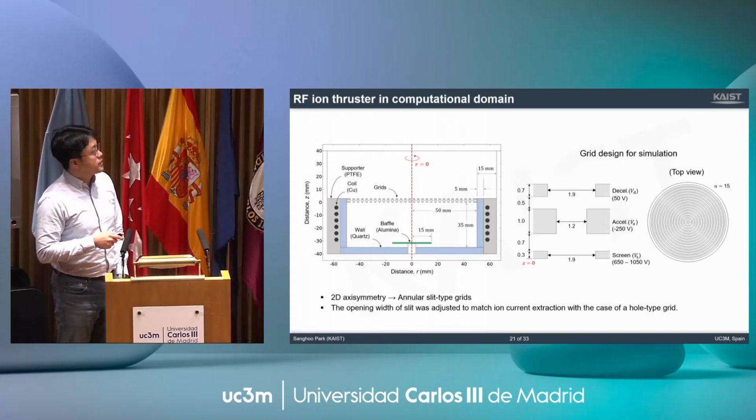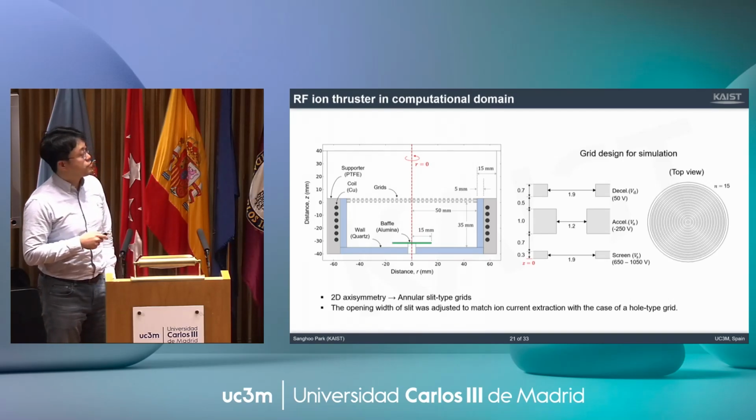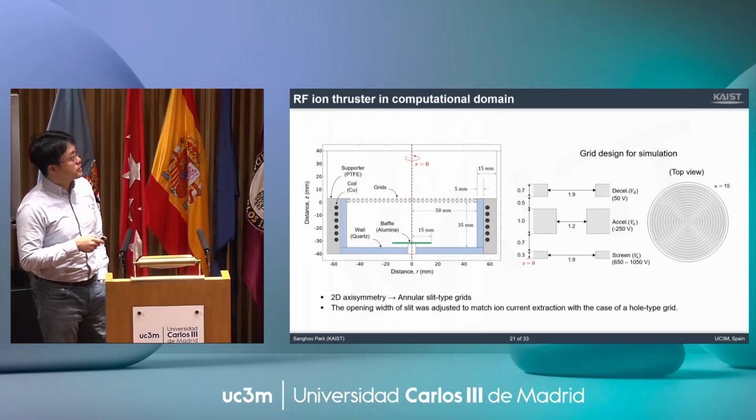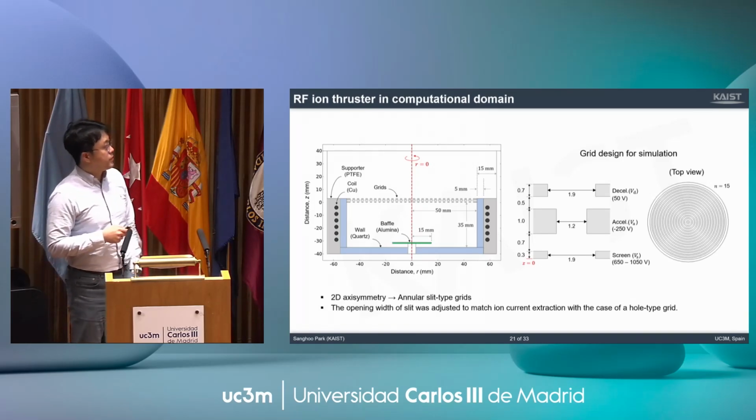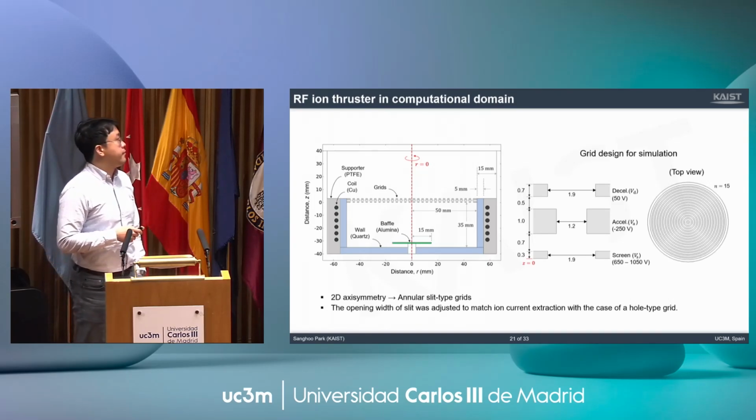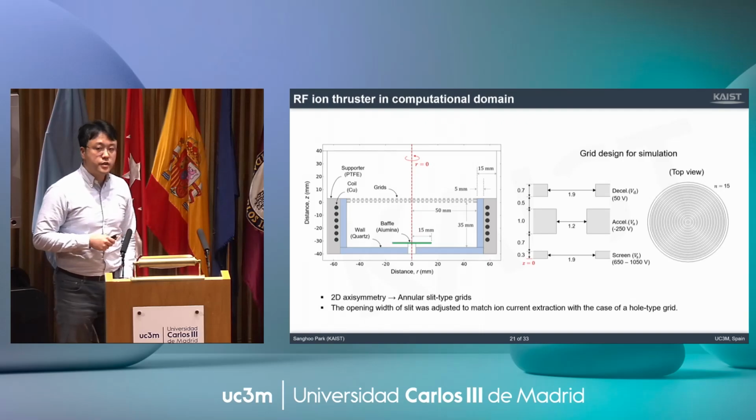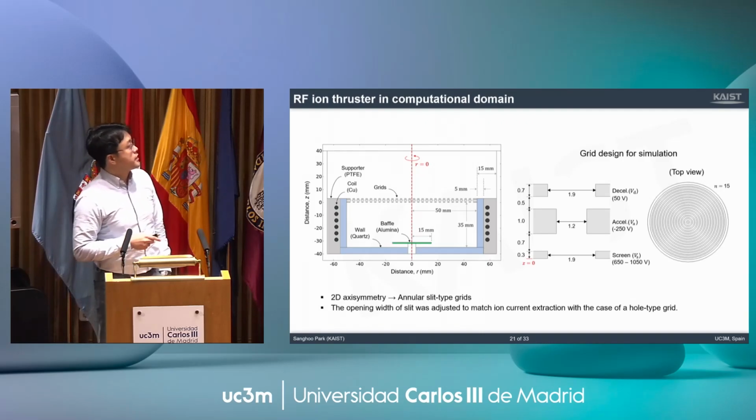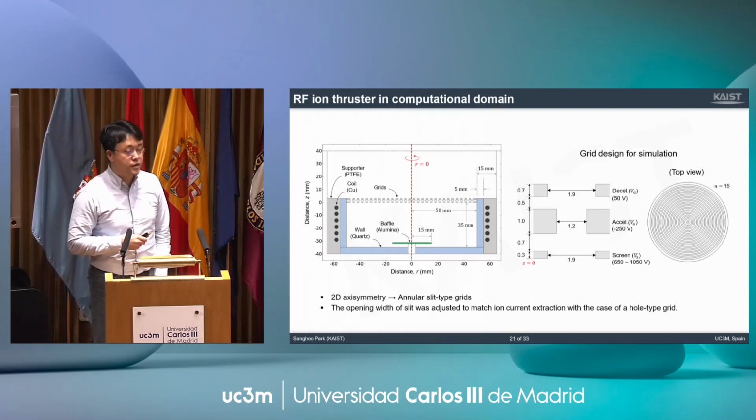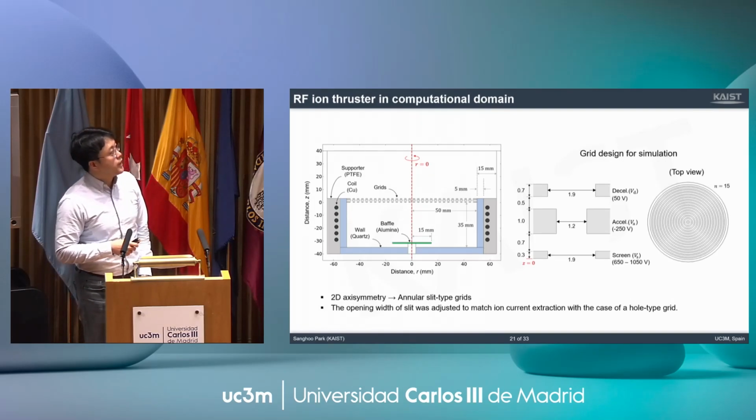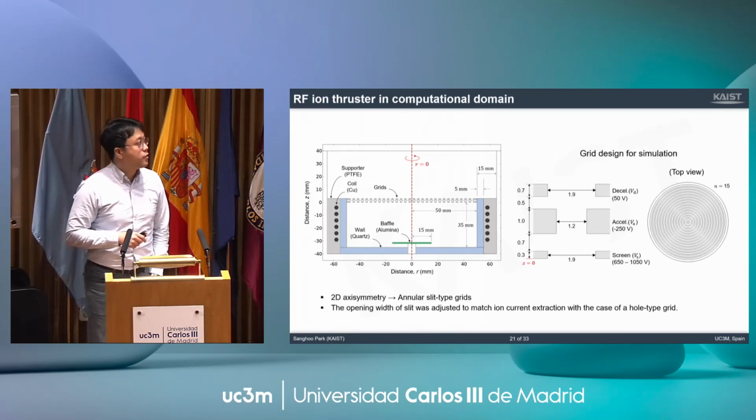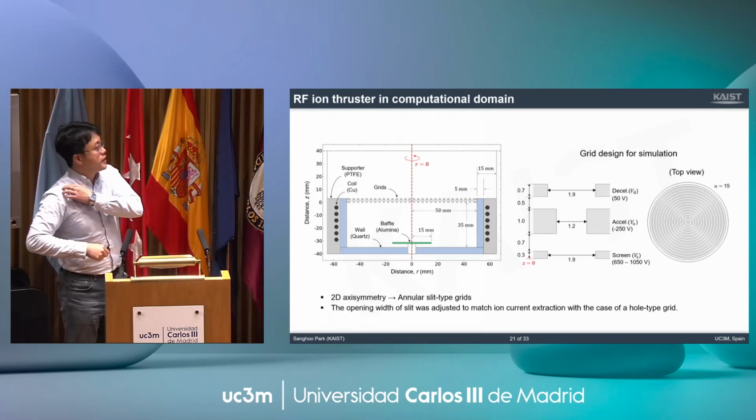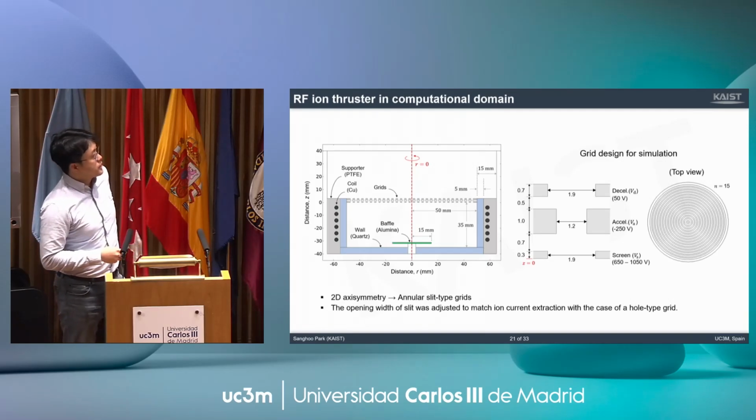We have 3 grid systems: the deceleration, acceleration, and also the screen grid, as you see here, with DC bias at these values. We also employ here the 2-dimensional axisymmetry, so naturally we see annular slit type grids as you see here. This is not realistic, so we have to compensate or correct the terms for ion beams passing through such a slit-shaped grid. So we developed some numerical correction terms. I will show you in the next few slides.